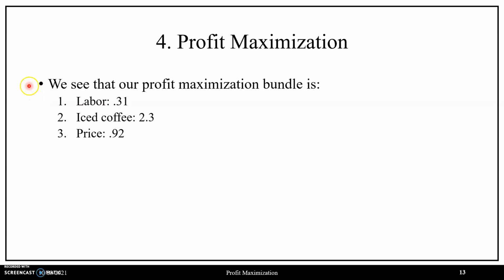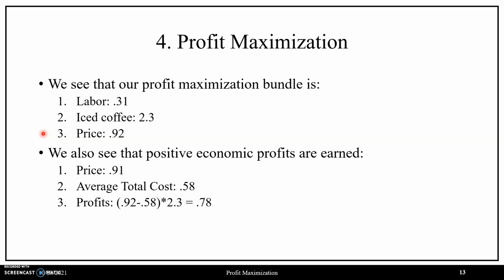To see this, recall once again, our profit maximization bundle is to use 31% of our labor force to produce 2.3 units of iced coffee and sell it at a price point of 92 cents, where there's positive economic profits since our price point is 92 cents. Excuse the 91 cents here. Our average total costs are 58 cents, such that the difference between price and average total costs will be positive, such that when we scale that by our quantity level of 2.3 units of coffee produced, this generates a positive economic profit value of 78 cents.